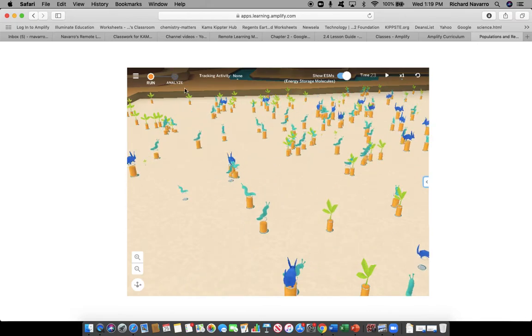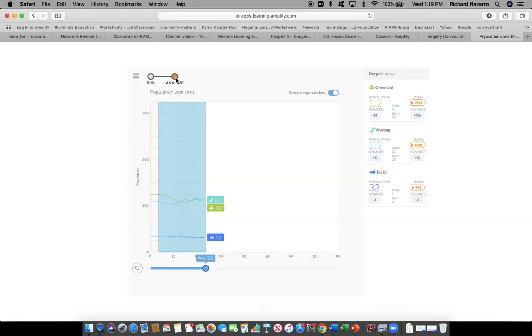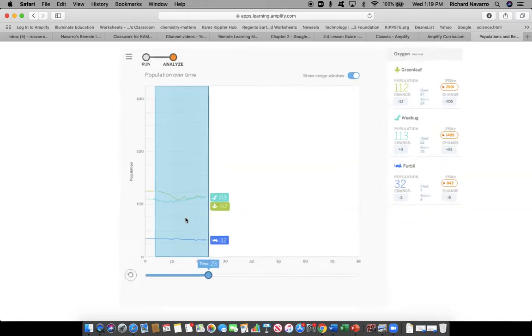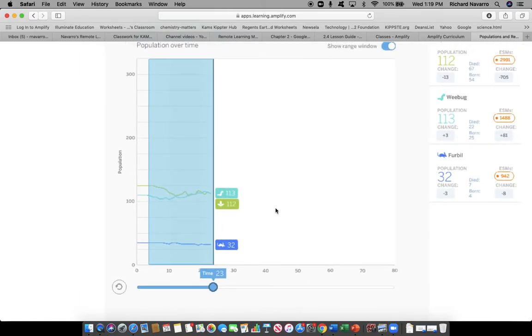What we're going to do is analyze the number of furble deaths. Sorry, the number of wee bug deaths. So when we take a look at our tracker, you will notice that over here on the wee bug population, in that amount of time, we had 22 wee bugs that were dead or that died for whatever cause.